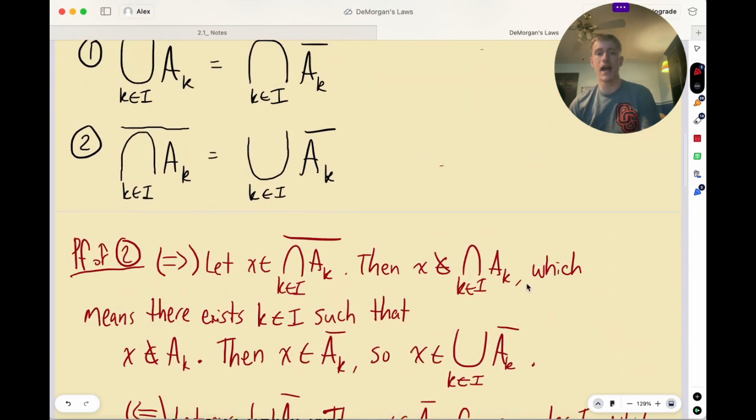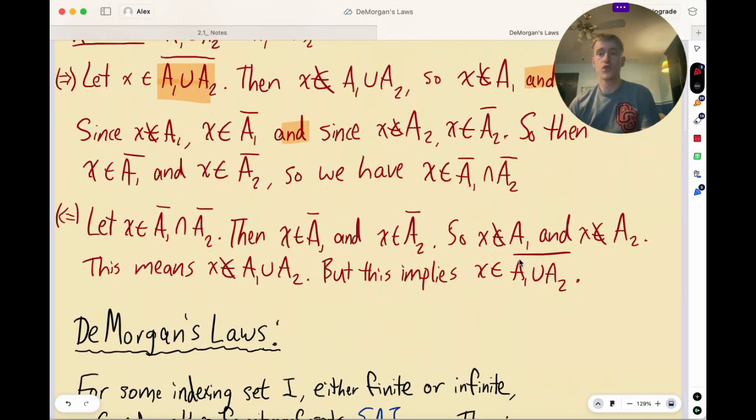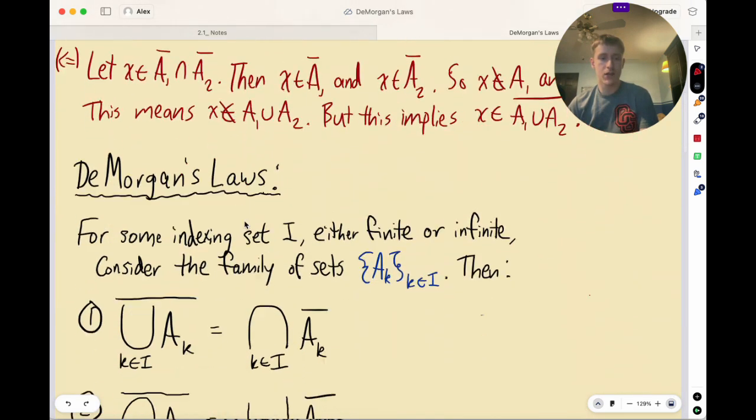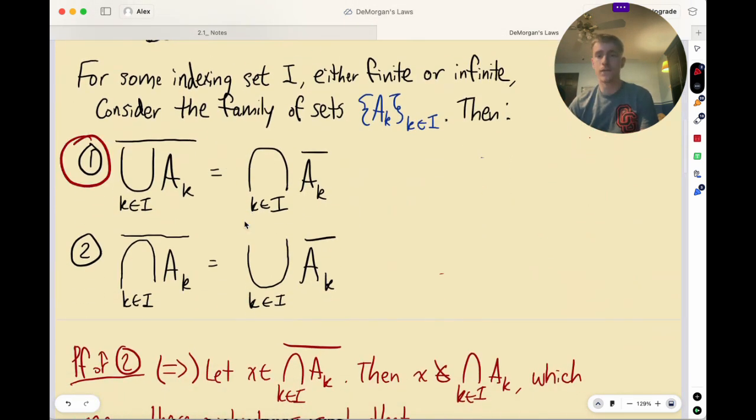Now, as an exercise, you should rewatch this video and try to prove number 2 for the case of 2 sets. And you should try to prove number 1 for DeMorgan's laws. You really have everything that you need. I proved both of them in some capacity. You just have to fill in the details for the rest.